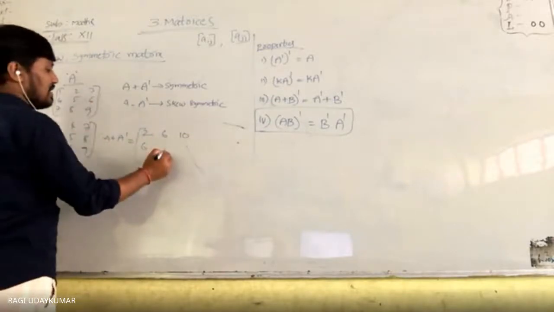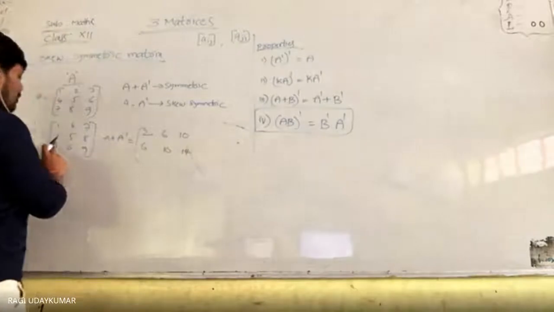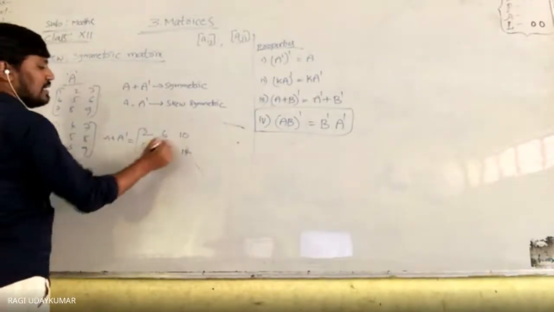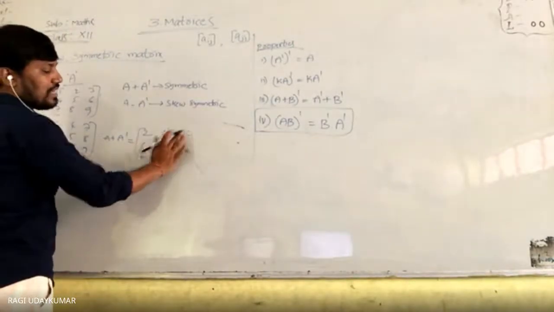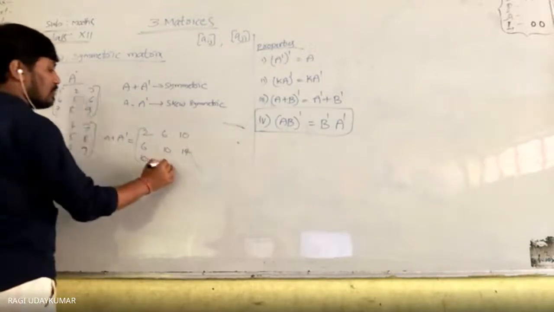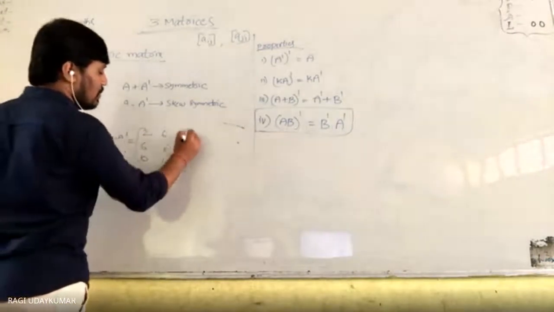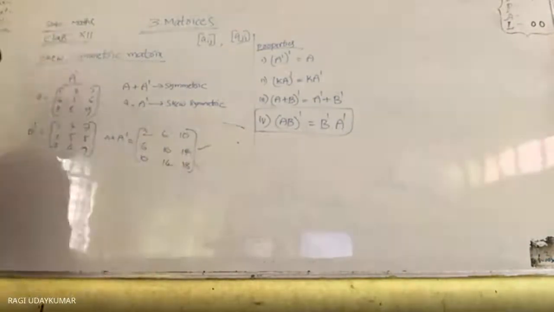And 5 plus 5 is 10, 6 plus 8 is 14. Now 3 plus 7 is 10. You see this and this you got. This doesn't matter. ये दोनों सेम होना है हमको. 6 plus 8 is 14. ये दोनों सेम होना है. Next 9 plus 9 is 18. So therefore ये symmetric matrix हो गया.